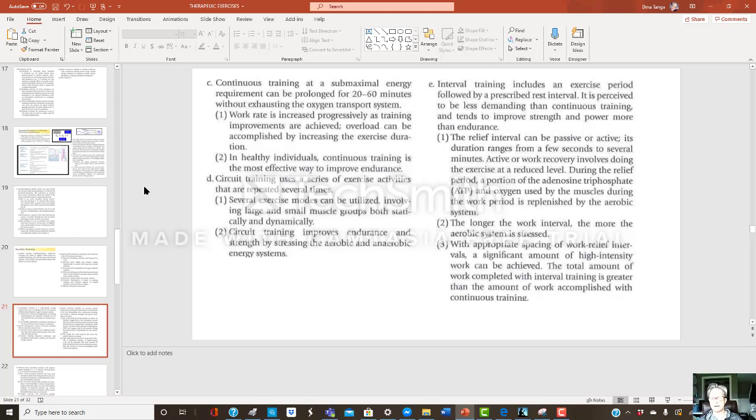During the relief period, the portion of adenosine triphosphate, ATP, and oxygen used by the muscles during the work period is replenished by the aerobic system. The longer the work interval, the more the aerobic system is stressed. With appropriate spacing of work relief intervals, a significant amount of high-intensity work can be achieved. The total amount of work completed with interval training is greater than the amount of work accomplished with continuous training.